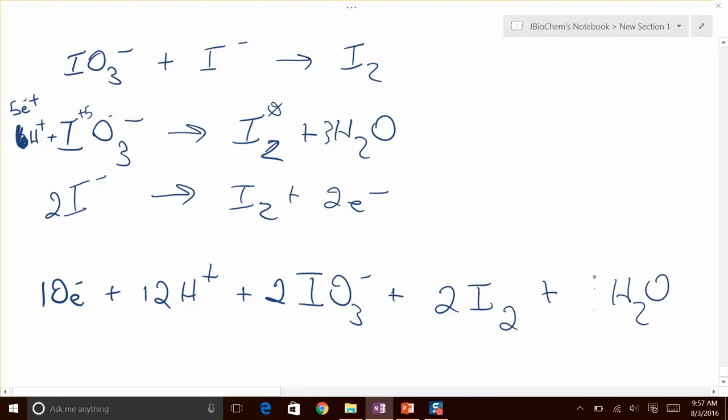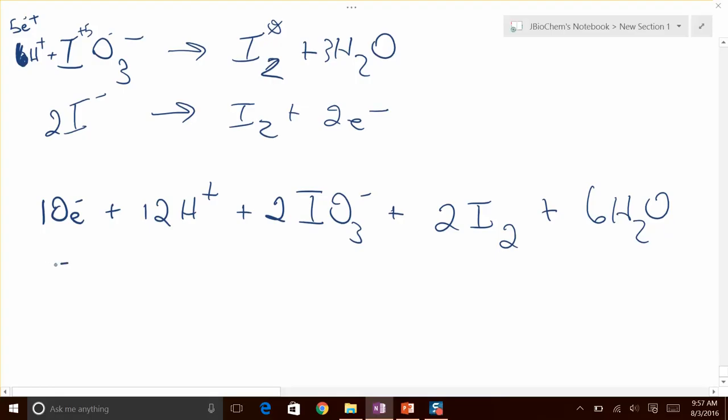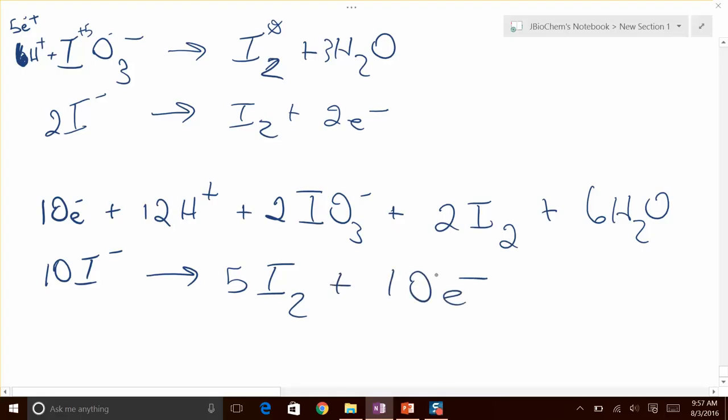Oh, it's 2, I'm sorry. Thank you, because I'm just multiplying by 2. Plus 2 I2s. Plus 3 H2O. Nope, plus 6 H2O. And then on the bottom times 5, so I need 5 I minuses to 5 I2s plus 10 electrons.